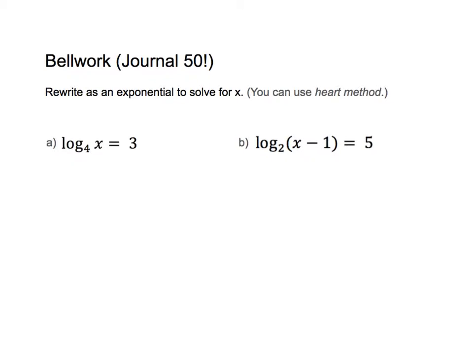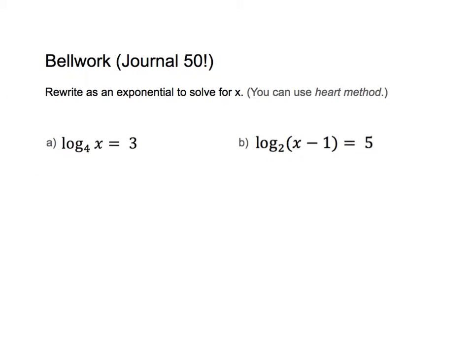So, taking a look at this spell work here, all it's asking you to do is to rewrite the exponent so that you can solve for x. So we're solving for x here, so we have to get x by itself. One way we can do this, we learned last unit, is we can change it to an exponent. One method you could use is the Hart method, if that's what you're comfortable with. Make sure that the log is on the left-hand side, and it is, and so is this one. So it's ready to use for the Hart method.